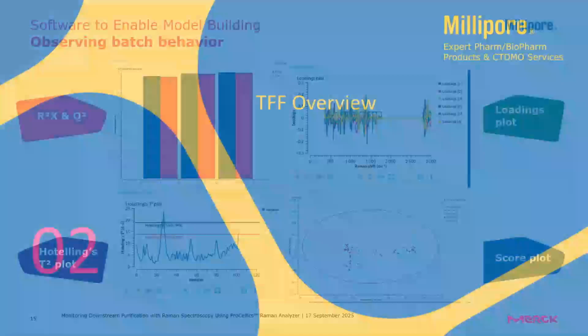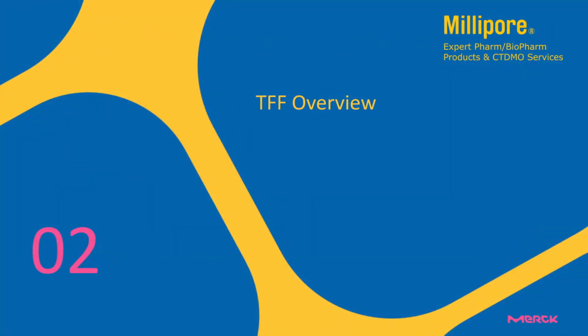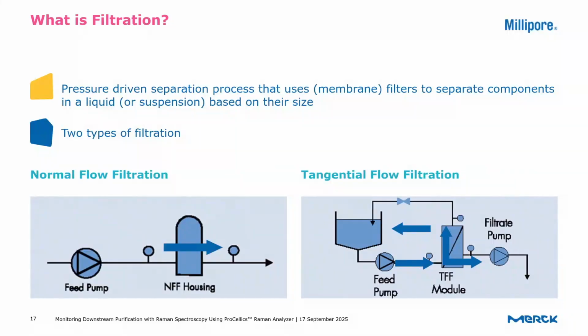Now I'm going to provide a bit of background on tangential flow filtration, or TFF. When we're looking at filtration in general, it's a pressure-driven separation of liquid across a membrane, usually based off a number of different parameters, but traditionally based off size exclusion. Traditionally, one of the main methods was normal flow filtration, where you basically are retaining any particle that's larger than the pore size of your membrane, and anything smaller is passing through.